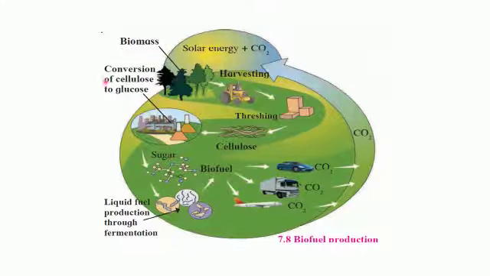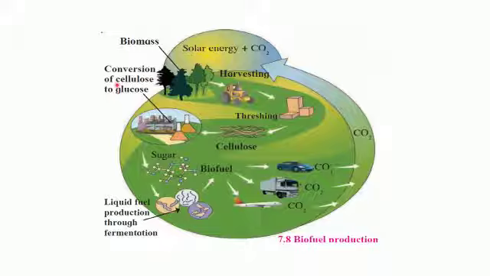Now here is a diagram which tells us about the various steps that are involved in the production of biofuel. We will start with biomass, that is plants, which are a source of biomass. Plants need to prepare their carbohydrate food, and for this they require sunlight, carbon dioxide, water, and chlorophyll. So these plants take up solar energy, that is sunlight and carbon dioxide, and prepare their carbohydrate food, and this process we know is known as photosynthesis.